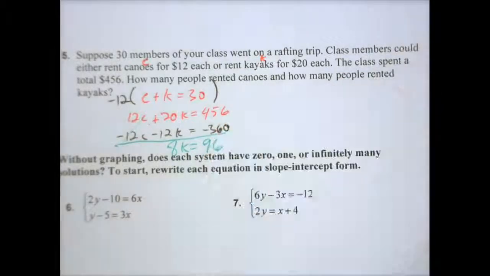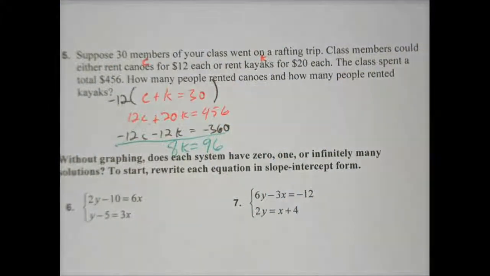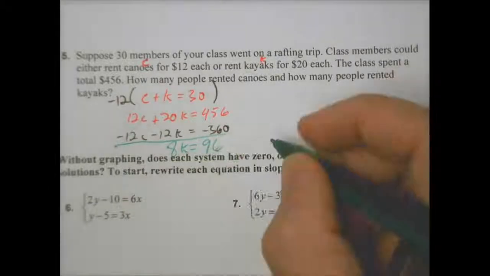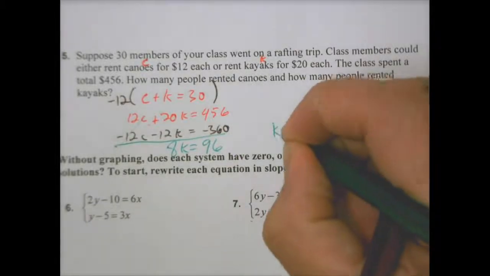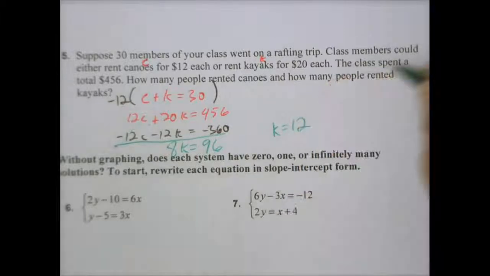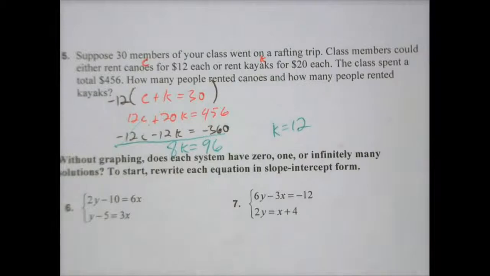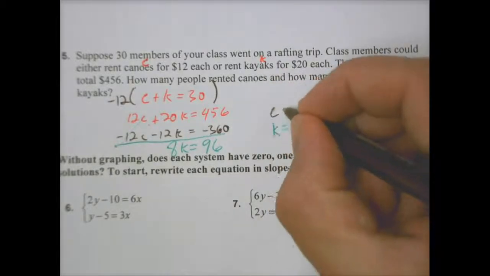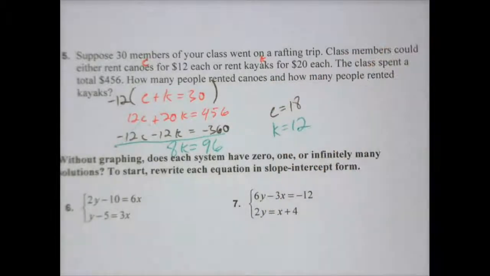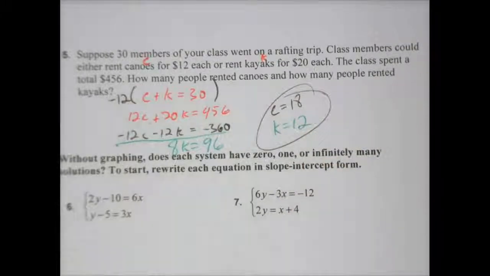Yes. And then it's super simple, because you have 8k equals 96. Just divide both sides by 8. That tells us that k equals 12. So if I know k is 12, and altogether there were 30 people, then that must mean that there were 18 people that bought canoes. So that's each for that.